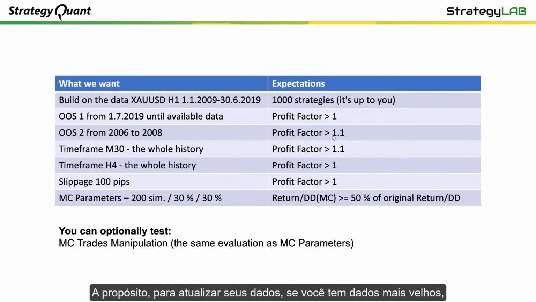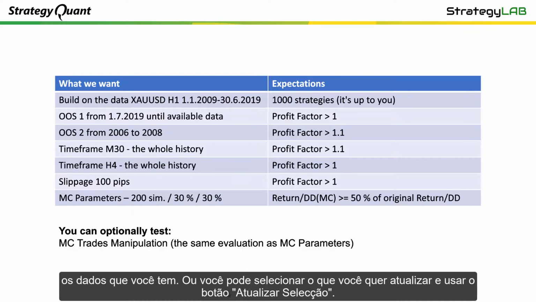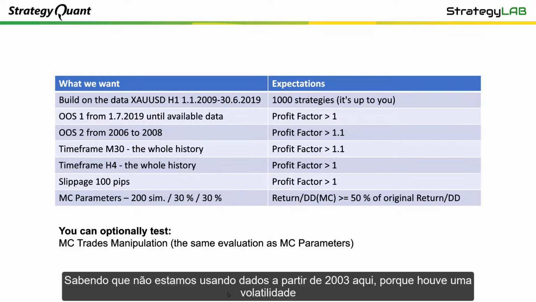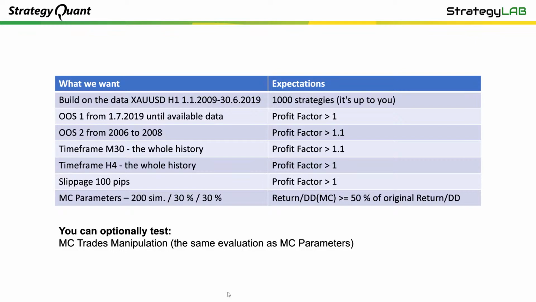By the way, to update your data, if you got older data, simply go to the data manager and click on update all if you want to update all the data you've got, or you can select what you want to update and use the button update selected. Knowing that we are not using data from 2003 here because there has been desperately low volatility on gold, and that data is simply not conclusive, it has no telling value.